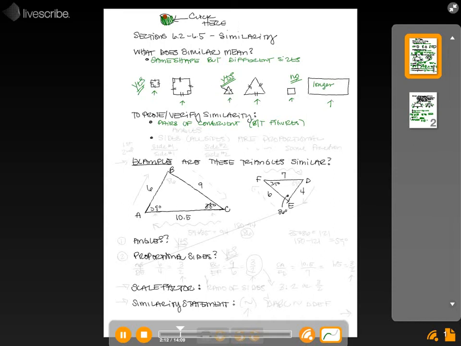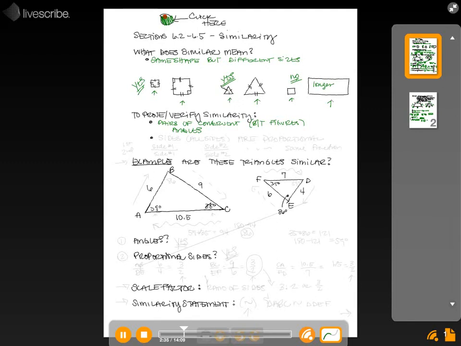So if you have a triangle, you need to have 3 pairs. If you have a square, you need to have 4 pairs. If you have a pentagon, you need to have 5 pairs of congruent angles between the two figures. That's all this first one means. Pairs of congruent angles. Okay? Pairs of congruent angles.